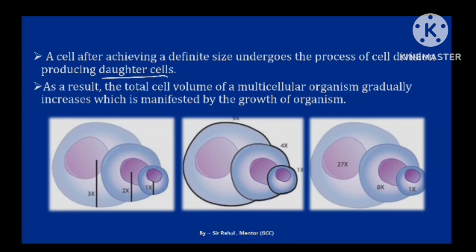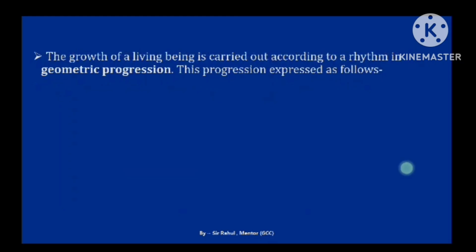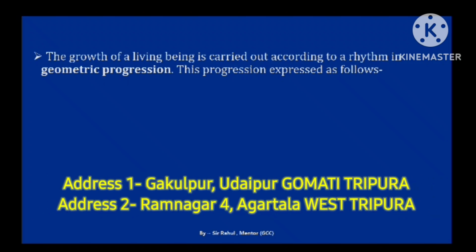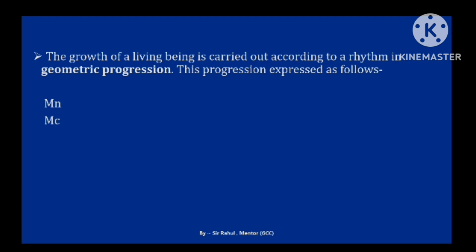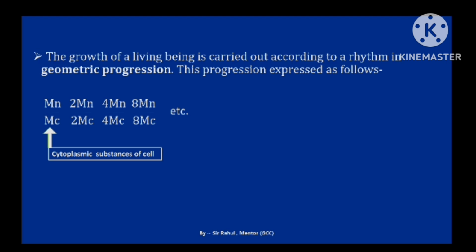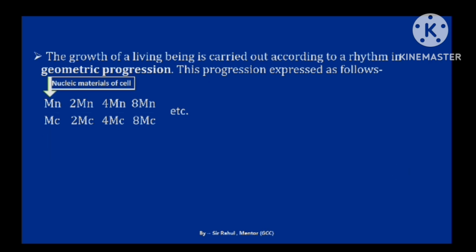Now, the growth of a living being is carried out according to a rhythm in geometric progression. This progression is expressed as follows: Mn by Mc. What is this Mn and Mc? Mc means the cytoplasmic substance of the cell, and Mn indicates the nucleic materials of the cell. So C means cytoplasmic materials, and N means the nucleic materials of cells.